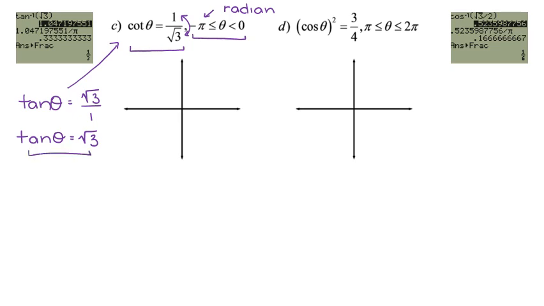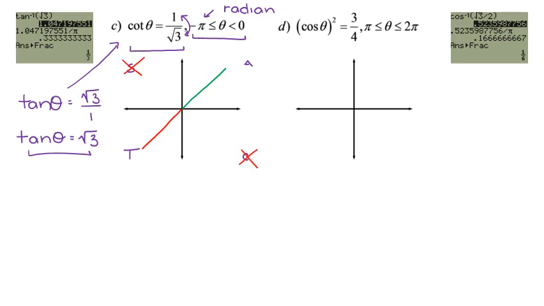So let's use our CAST rule. We want to figure out which quadrants tan is going to be positive in. So quadrant number 1 and quadrant number 3. So we'll ignore quadrants 2 and 4.